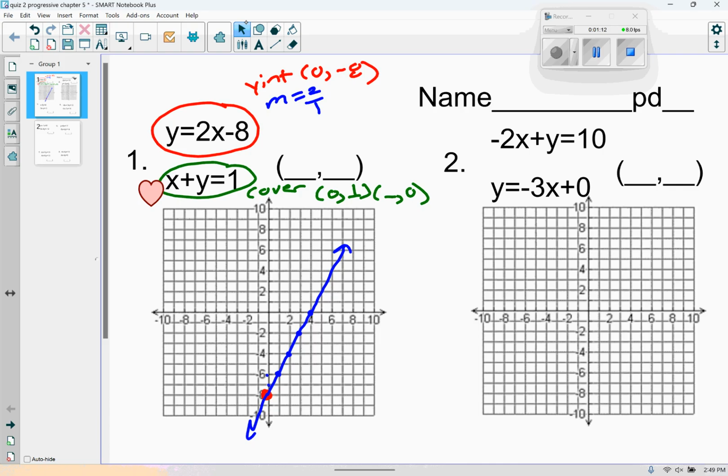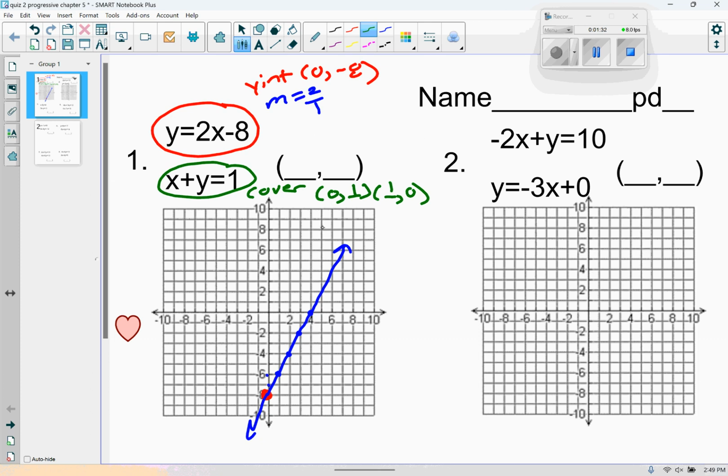Take the same thing. It's going to be a quiz. I'm doing the odd ones.